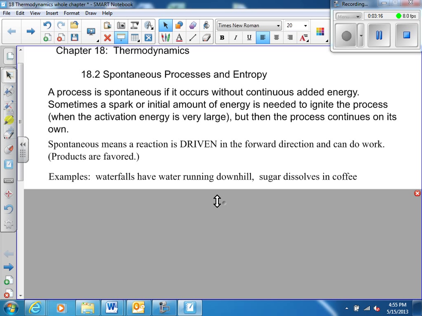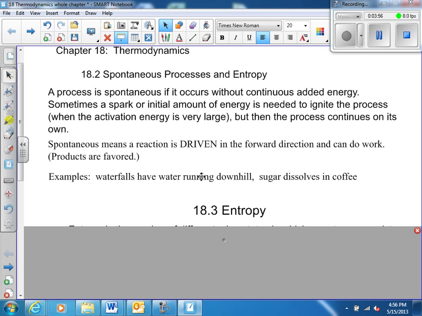As an example, have you ever seen a waterfall where the water runs uphill? I personally haven't. Waterfalls, the water just runs. It's spontaneous, and that waterfall can, in fact, do work for you. Another concept, when you put your sugar in your coffee, sometimes you spin your coffee to get the sugar to dissolve a little faster, but regardless, even if you didn't spin your little coffee cup, the sugar would dissolve. That means, since the sugar actually does dissolve, the dissolving process is what? It is spontaneous.